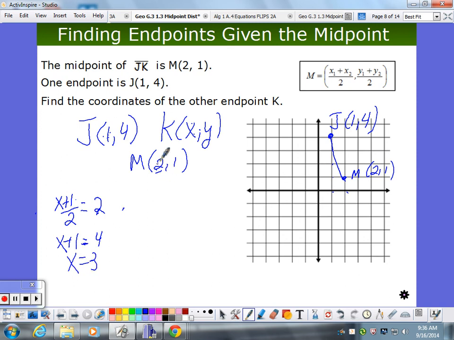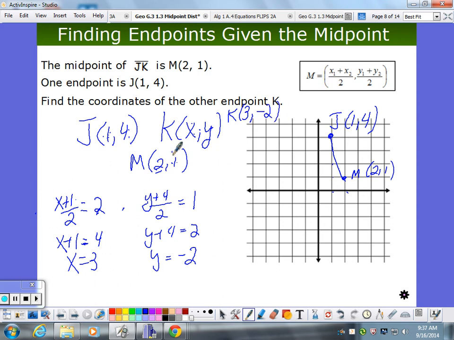Then I do the same thing for the y's. Average the y's to get the y of the midpoint. So I'm going to average them. Add those two together and divide by 2. I should get a 1 because that's the value of the y of my midpoint. Multiply both sides by 2. Subtract 4. And then y equals negative 2. So what is K? K is (3, -2).